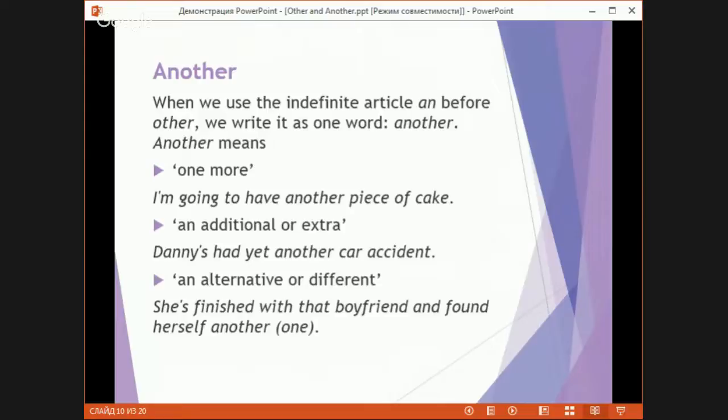And what does another mean? Another means one more. I'm going to have another piece of cake. That means one more piece of cake. Additional or extra. Danny had yet another car accident. One more, an additional car accident. Alternative or different. She has finished with that boyfriend and found herself another one. Very nice. So she found a different boyfriend. One more time, we say another for singular, countable nouns for sure, and in this case another means one more, an additional or extra, or alternative or different.